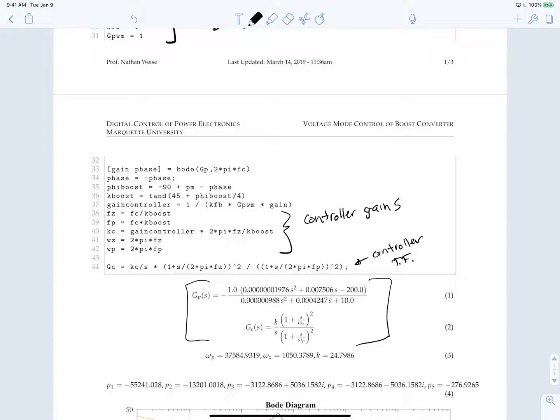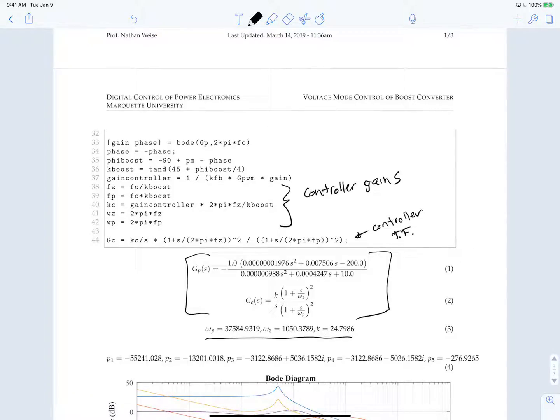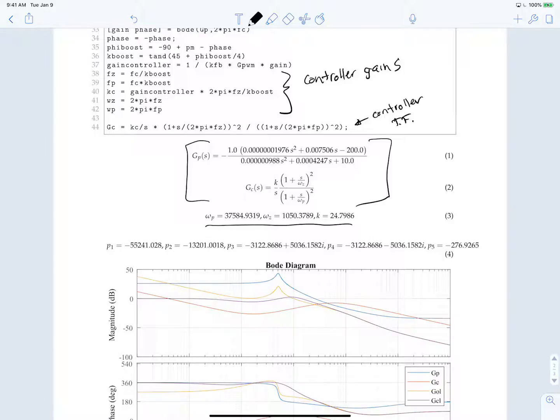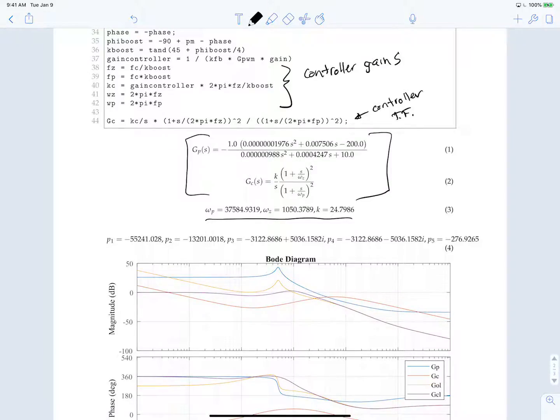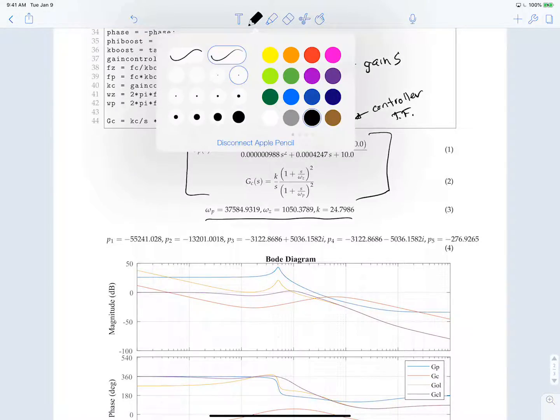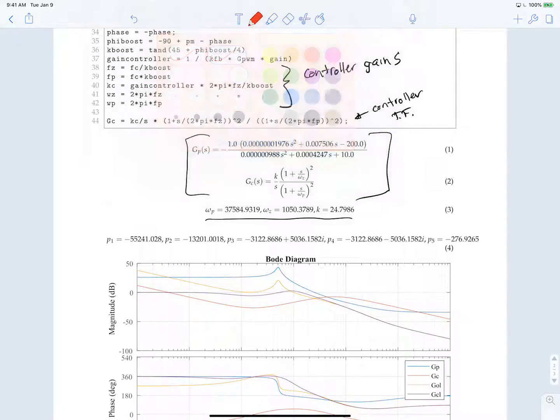Okay, so we can pull that out and take a look at that. These are where the pole and the zeros end up. We have a pole at 37,000 radians, a zero at 1,000 radians, and a gain of about 24. All right, so let's take a look at these transfer functions and see if we can make any sense of what's going on. If you take a look at our plant here, this is the plant in blue.